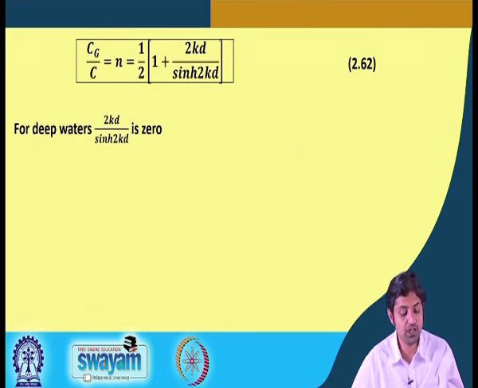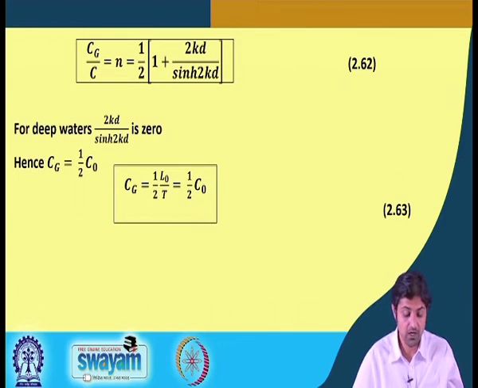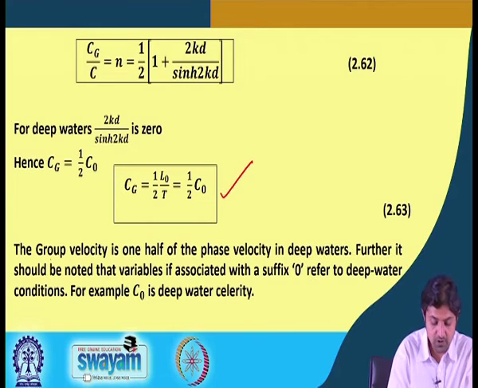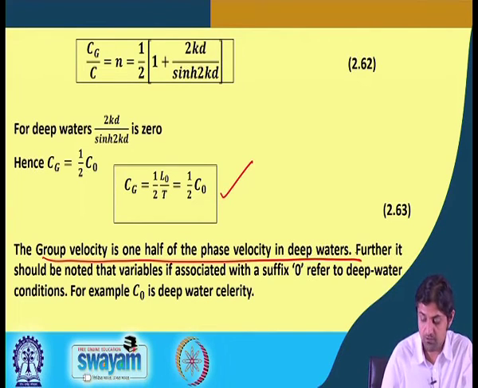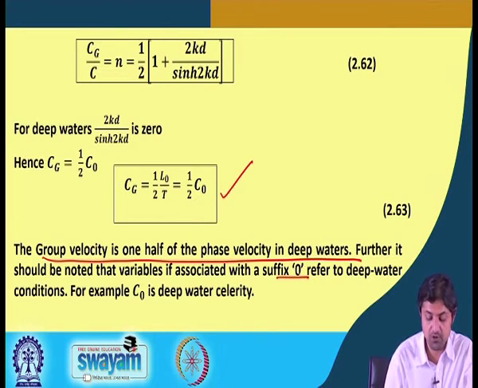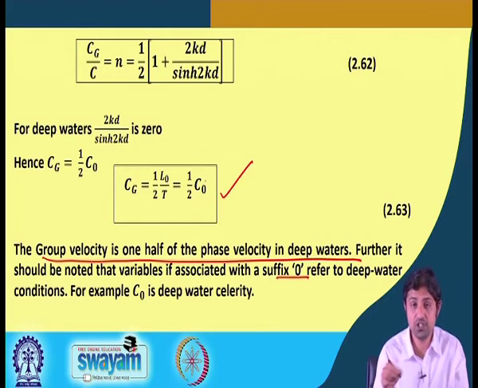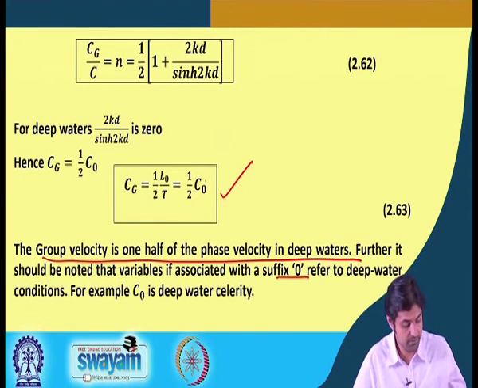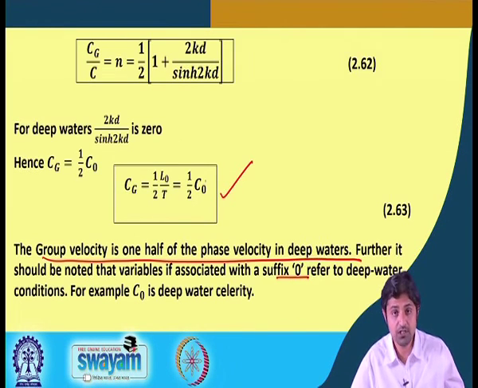For deep water, 2kd divided by sinh 2kd is 0. Therefore the group velocity Cg is C0 by 2. C0 is the wave celerity of a single wave. An important result is that the group velocity in deep water is wave celerity by 2. So group velocity is 1/2 of the phase velocity in deep waters. Further, variables with suffix 0 refer to deep water condition. Wherever we have put 0, that means deep water condition. And deep water celerity you already remember, 1.56 times the time period.